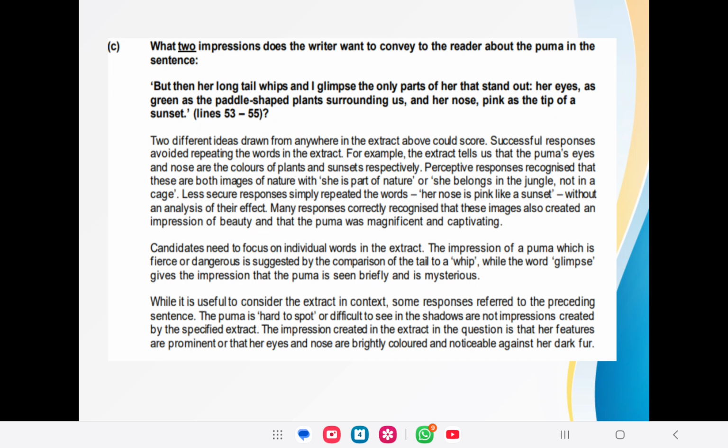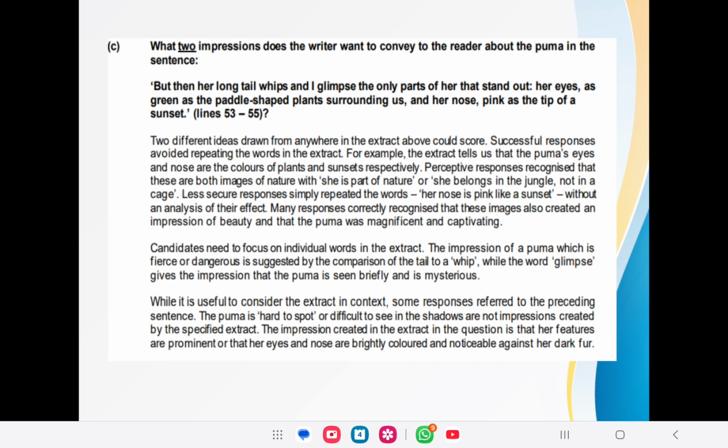For example, the extract tells us that the puma's eyes and nose are the colors of plants and sunset respectively. Perceptive responses recognize that these are both images of nature, which she is a part of. So instead of writing that her nose is as pink as the tip of the sunset, she is trying to tell that she is a part of nature, or she belongs in the jungle, not in the cage.